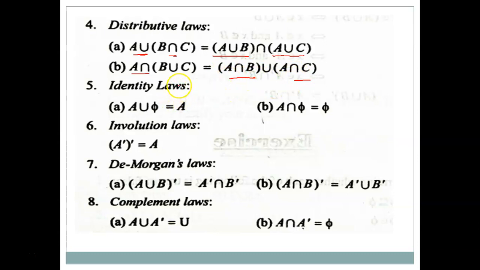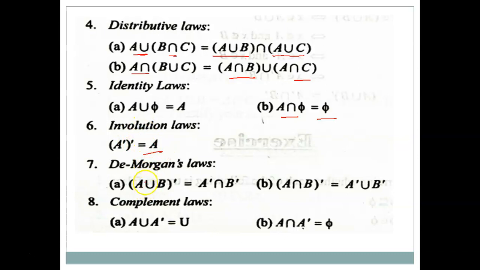Now identity law. Identity law we will check with respect to both operations, union and intersection. A union phi equal to A. It can be checked numerically also. You take one set A and an empty set, definitely after taking the union it will be A, and A intersection phi will be equal to phi. Involution means A complement and again its complement will give you A itself.